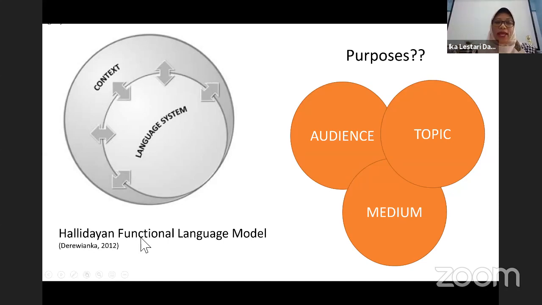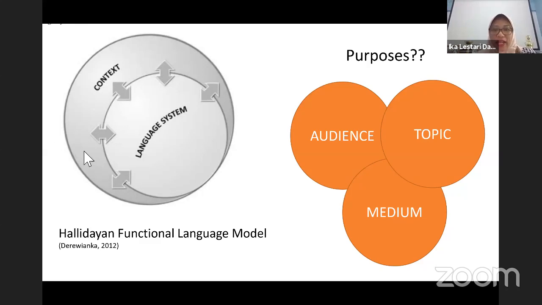So when we use the language, the context will influence our linguistic choices, the choices of words, sentences or phrases that we use. It depends first on the purpose. So what are the purposes of using the language? What are the purposes of presenting our paper? It will influence the way we use the language in our presentation.